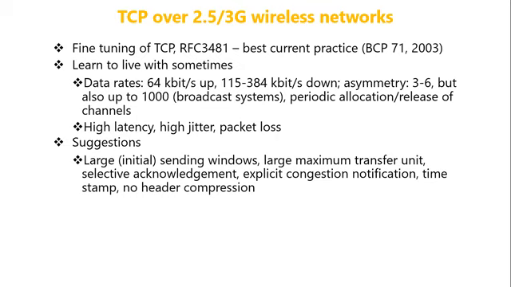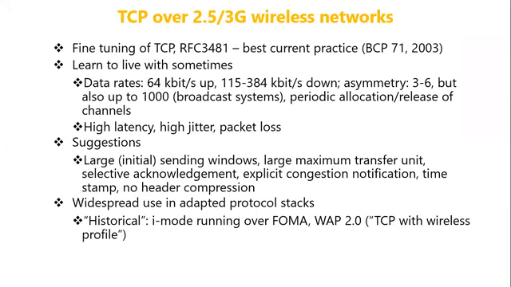Serious problems may reduce throughput dramatically, such as bandwidth oscillations due to dynamic resource sharing. Generally, wireless links experience high latency, high jitter, and packet loss. Considering all these things, the following suggestions were made. First, set up a large window size initially. TCP should support large window sizes based on the bandwidth delay experienced in wireless systems.